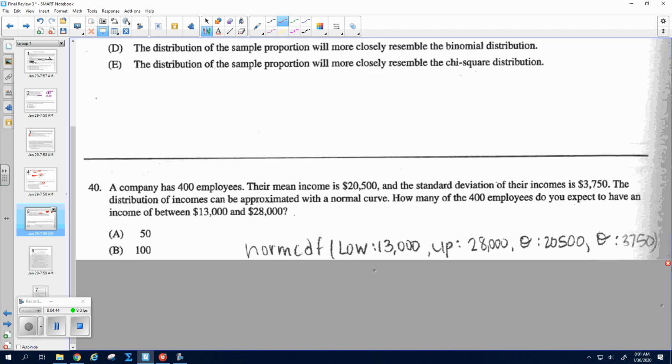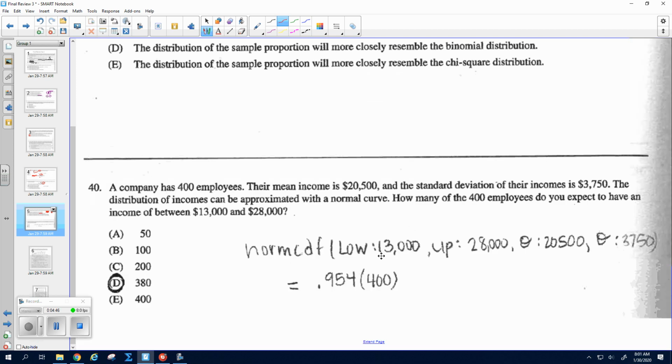Okay, at number 40, we want to do norm CDF from 13,000 to 28,000, with a mean of 20,500 and a standard deviation of 3750. That gives me 0.954. So our expected value would be that out of those 400, 95.4% has a mean income in between there, and so that would be D.